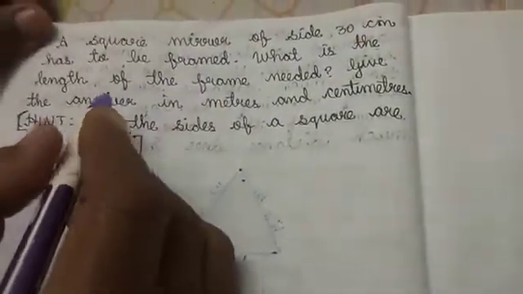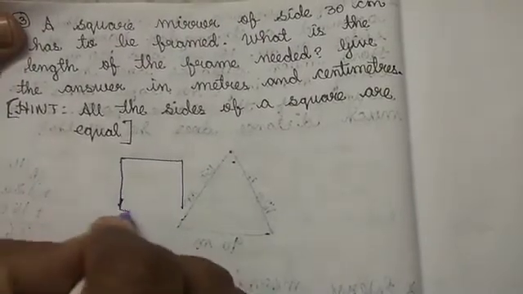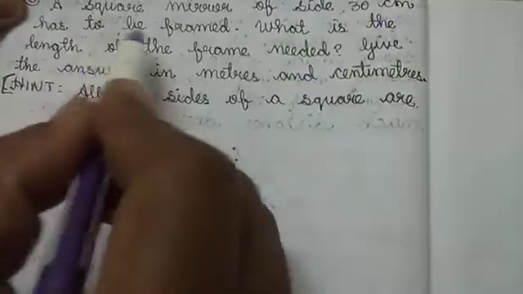Okay. Shall I read, children? A square mirror. A square means what, children? Square means all the sides are equal. Isn't it? Here also the hint they have given. All the sides are equal. That is called square. A square mirror of side 30 centimeter has to be framed.